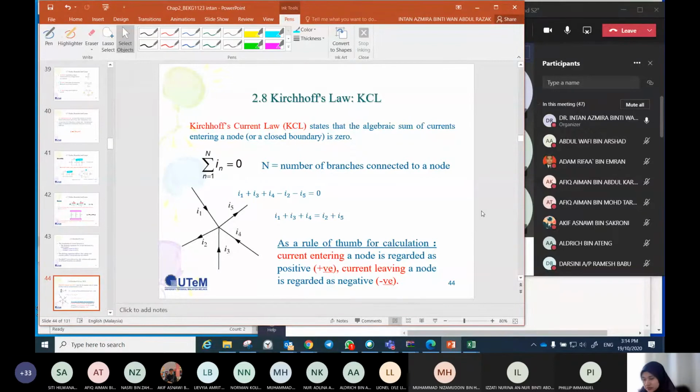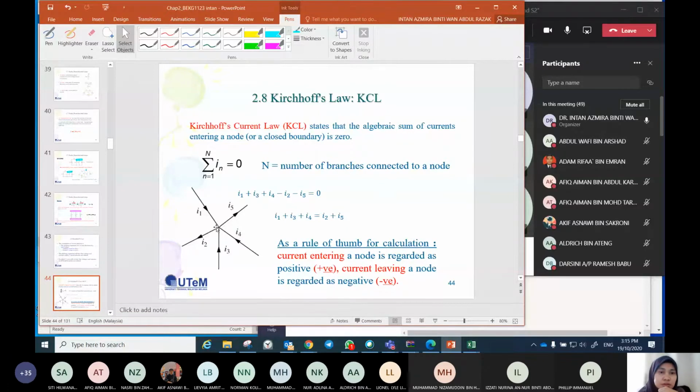Any question? Can understand? From my understanding, I1 plus I3 are entering the middle node. Okay, so up to you. You may assume current entering is positive or current leaving the node is positive. If you assume that current entering the node is positive, then current leaving the node is negative. If you assume the other way around, you can. If you assume current entering the node is negative, then current leaving the node is positive.